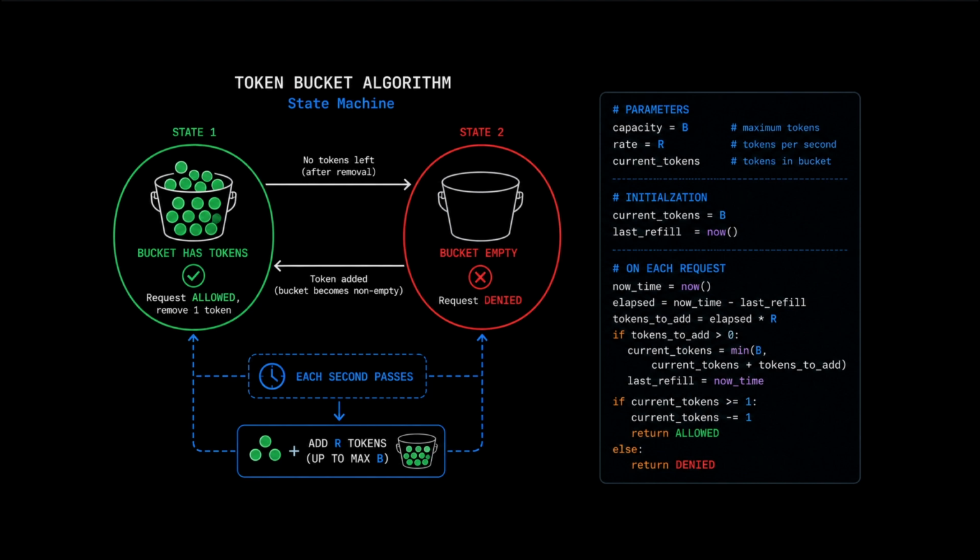Where is token bucket used in the real world? Stripe uses it for their API rate limits. AWS uses variations of it for service quotas. It's everywhere in API gateways.